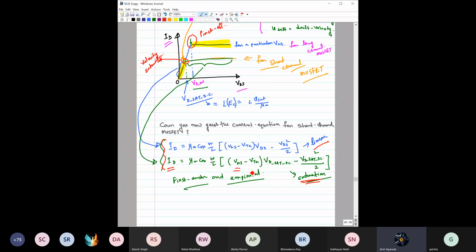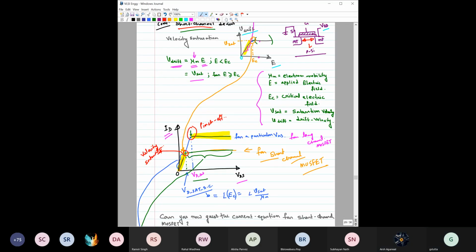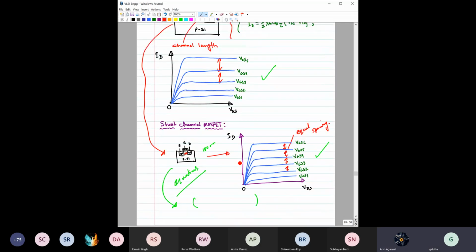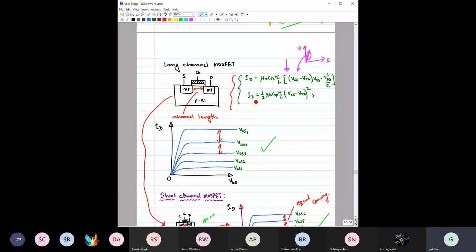So the second equation is for the saturation region of the short channel MOSFET. You understood, right? You can see here that this ID is proportional to VGS. In the previous case, ID in saturation was proportional to VGS square, right? That's what we have spent some time saying.